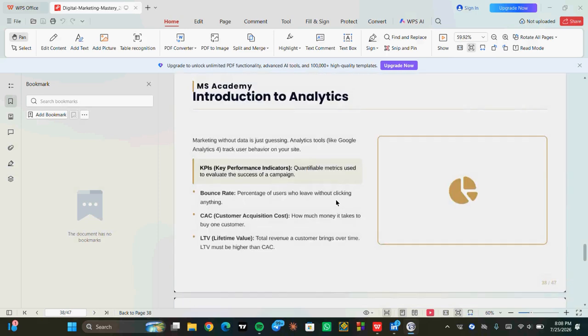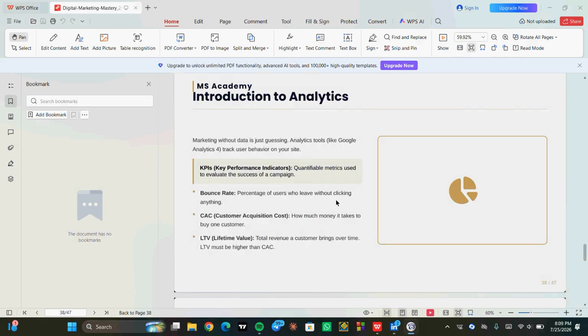Introduction to analytics. Marketing without data is just guessing. Analytics tools like Google Analytics 4 track user behavior on your site. I'm sure you all know what marketing is. Marketing can be defined as the process by which you sell products to an individual via the internet or by any means, whether digital services or physical products. So that is what marketing is.